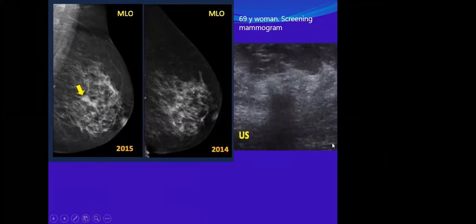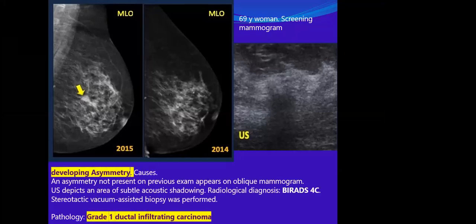Developing asymmetry. Look for the ultrasound. It shows an irregular mass with angular margin and posterior shadowing. Indistinct lesions with posterior shadowing. It will be BI-RADS 4C or 5. Not typical like that one. It will go for 4C. It is BI-RADS 4C, and it was grade 1 ductal infiltrating carcinoma.